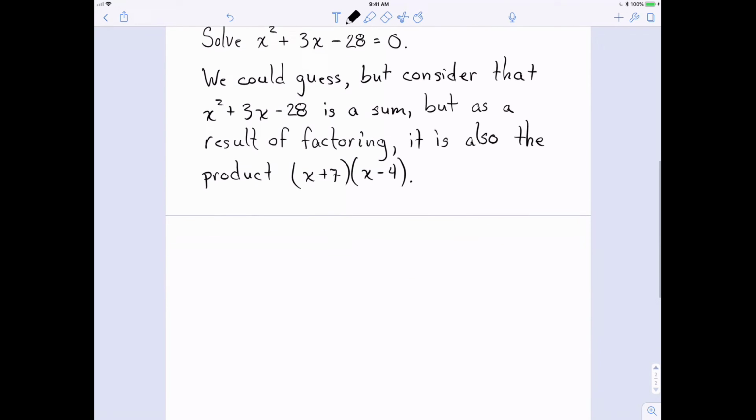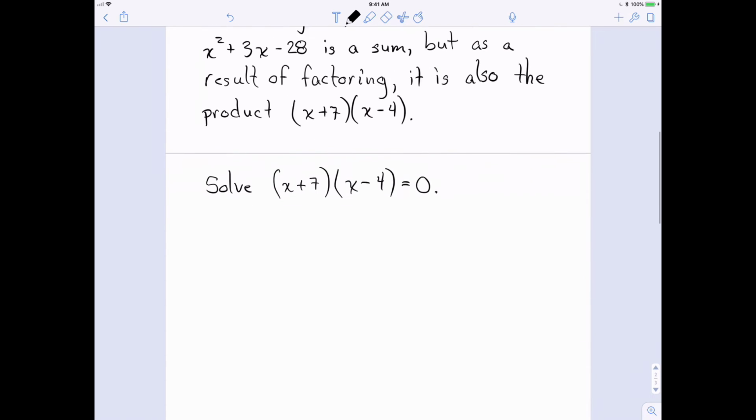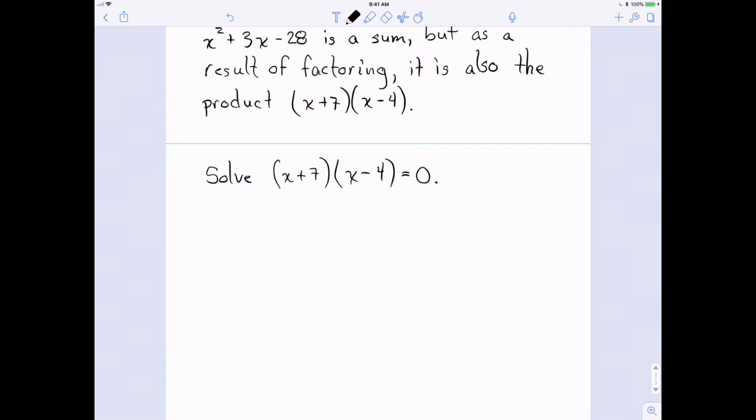Now, why would we want to do that? Well, let's take a look. Let's rewrite the problem now and write it as solve. Instead of what we initially had, let's change the x squared plus 3x minus 28 to x plus 7 times x minus 4 equals 0. Now, why would we do that? Let me just show you the main reason why. This may seem simple, but let's call this intuition.